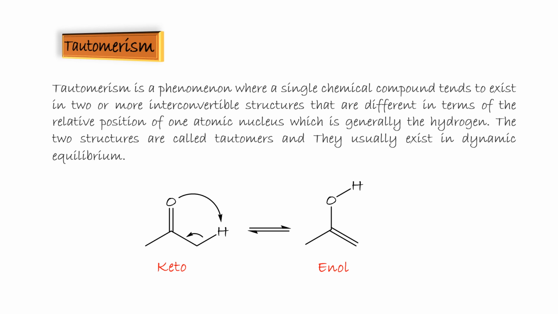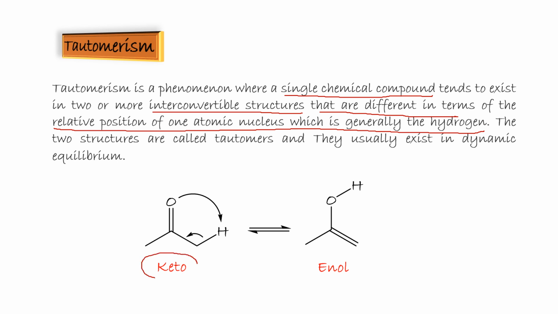Tautomerism. Tautomerism is a phenomenon where a single chemical compound tends to exist in two or more interconvertible structures that are different in terms of the relative position of one atomic nucleus, which is generally the hydrogen. Here we have the keto form, and if the oxygen takes this hydrogen, these two electrons will move to form a double bond, and the carbon-oxygen pi bond will move to the oxygen. That will lead to the enol form, with the double bond and OH. So it's better to draw the arrows this way, so we have just one and two.